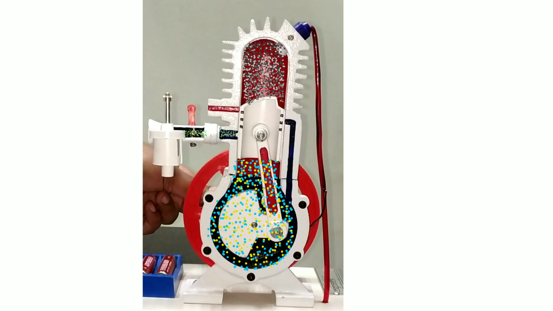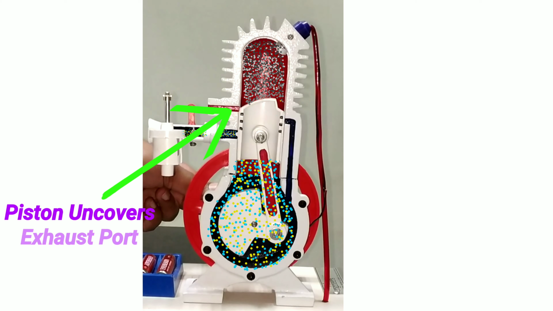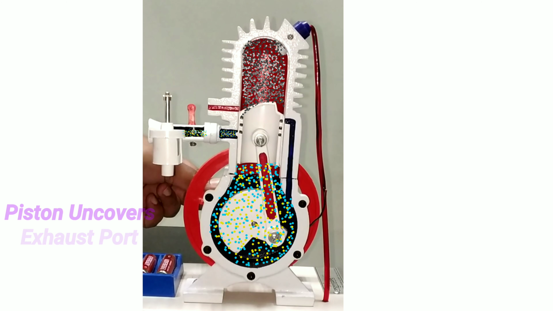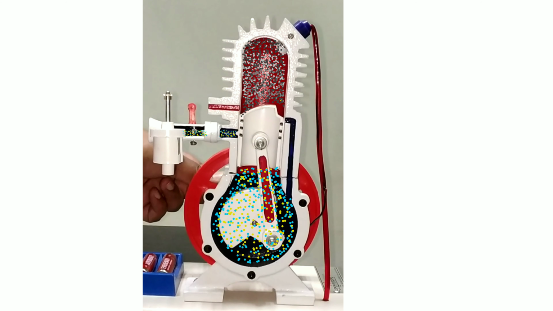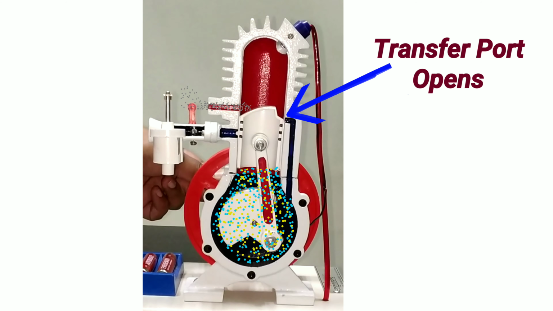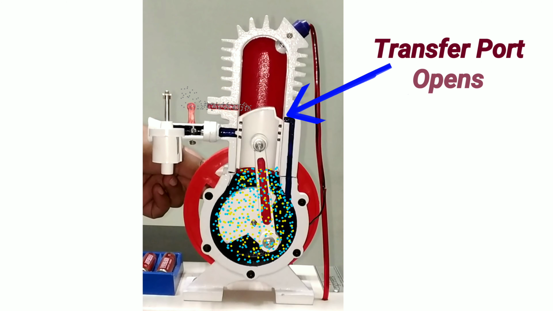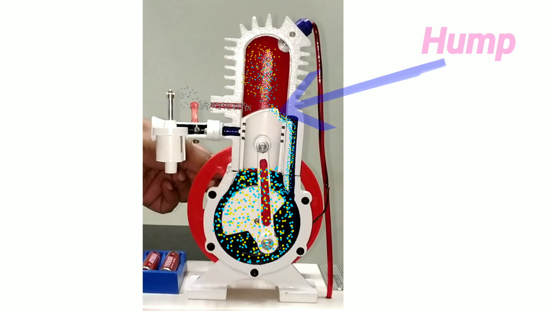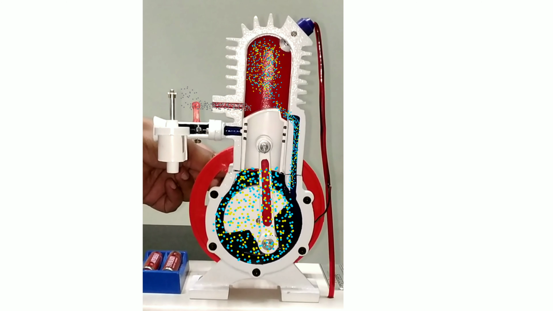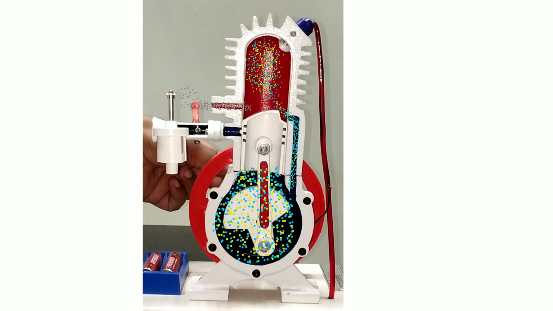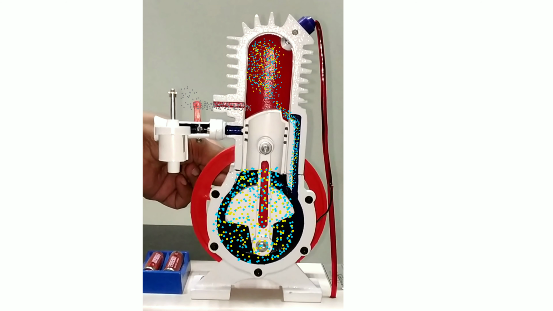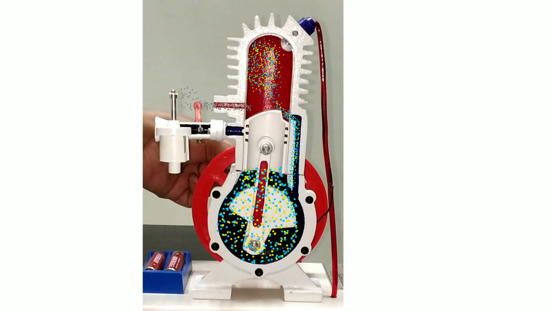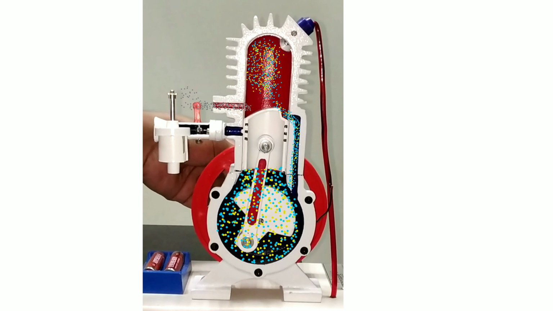Towards the end of power stroke, the piston uncovers exhaust port and burnt exhaust gases escape through the port. The transfer port then is uncovered immediately. The compressed charge from the crankcase flows into the cylinder and is deflected upwards by the hump provided on head of piston. In the meantime, some fresh air-fuel mixture in the cylinder pushes burnt gases out of the cylinder. This process is called scavenging.